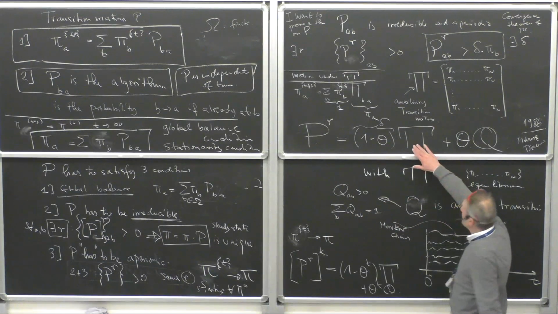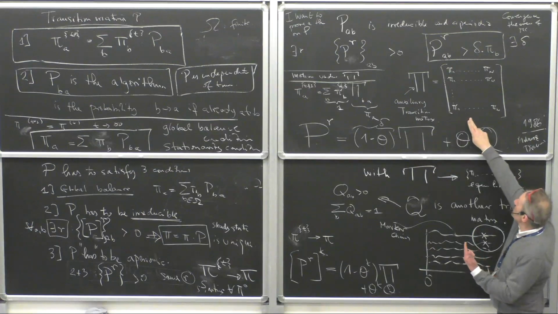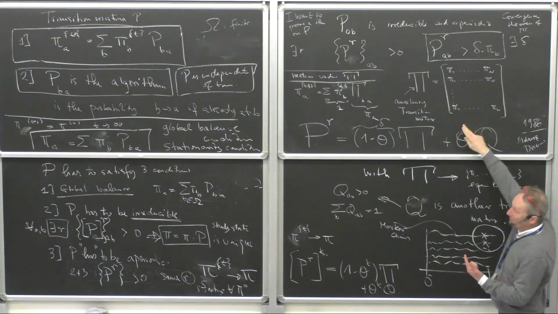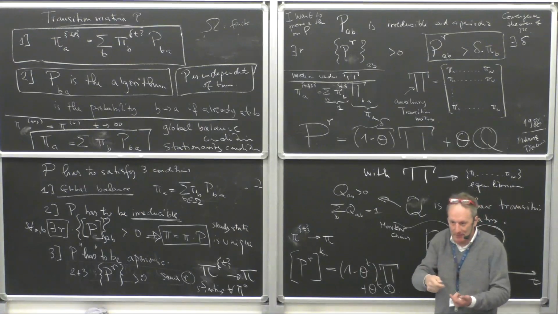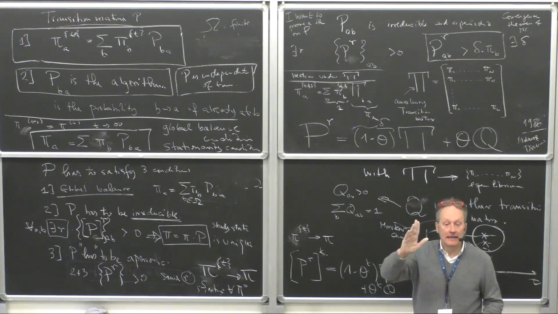So this transition matrix, capital pi, you know it, because that's imposed, because this is the Boltzmann distribution. That is the imposed values of pi, little pi 1, little pi 2, little pi 1. Okay?